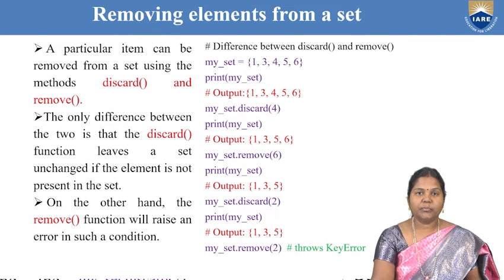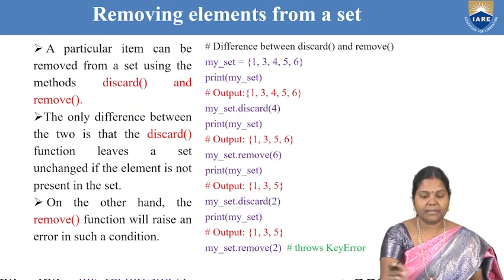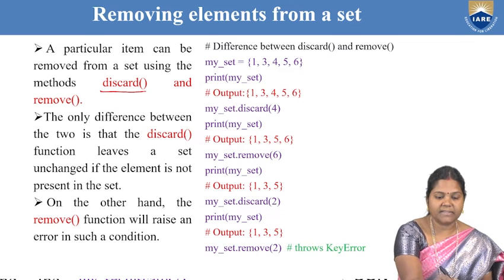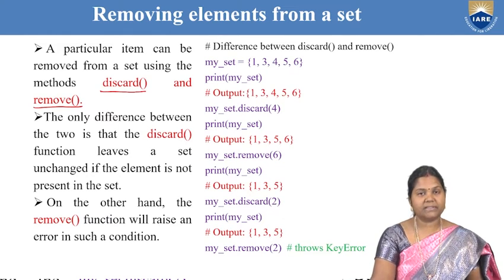Now, how to remove elements from a set? A particular item can be removed from a set using the discard method or the remove method. So, you have to understand what the discard method is and what the remove method is. What is the difference between these two methods? The only difference is that the discard function leaves a set unchanged if the element is not present in the set.